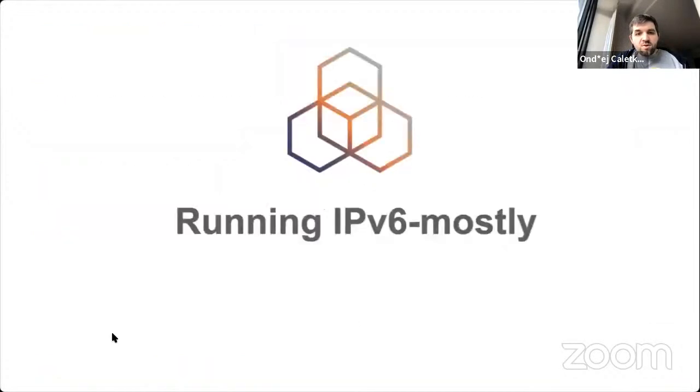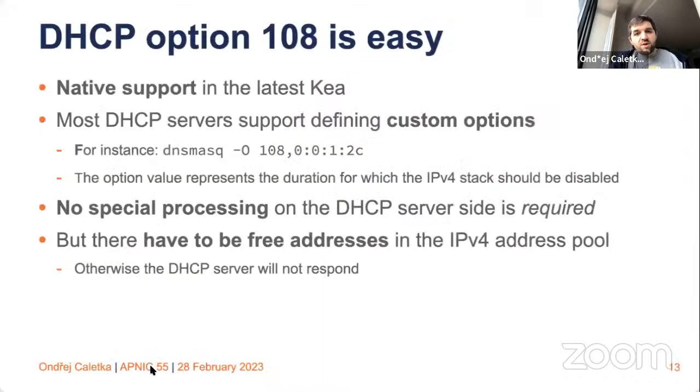Okay, let's now talk about how exactly you could run such a network, if you perhaps want to give it a try. First of all, you need a DHCP server that supports option 108. Surprisingly, this is very easy, because there is native support in Kea from ISC. In this case, you can just configure it, that's easy.